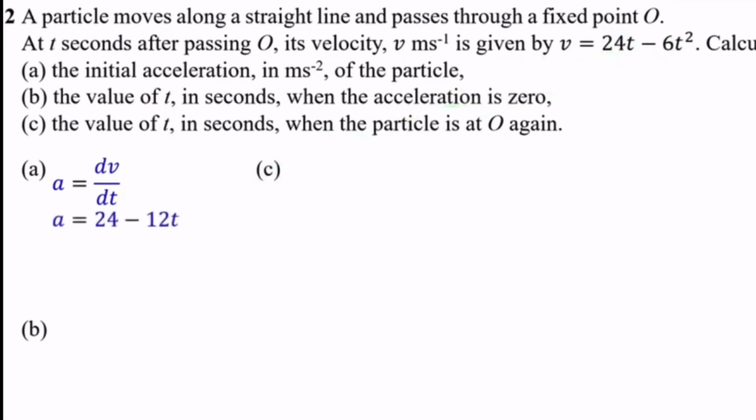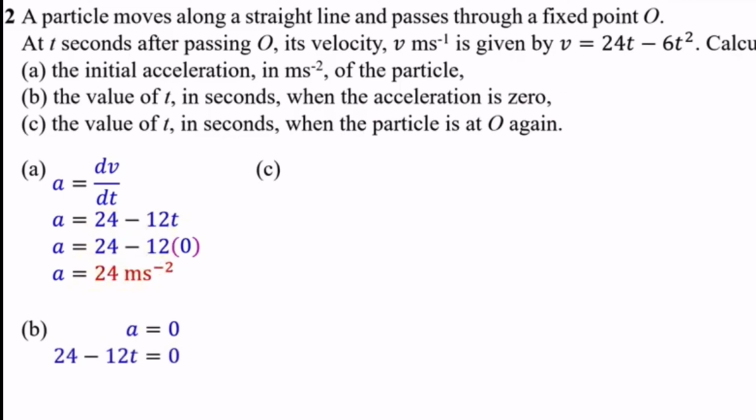In order to get the acceleration, we need to differentiate the velocity. So the answer for acceleration is 24 minus 12t. So initial acceleration means when time is 0, the acceleration is 24 meters per second squared. For B, find the value of t in seconds when the acceleration is 0. So let's substitute a equal to 0 and we will get the answer for the time. When the acceleration is 0, the time is 2 seconds.